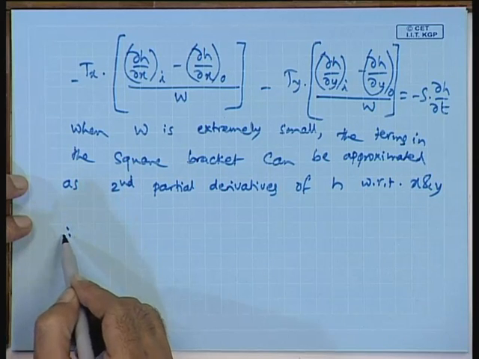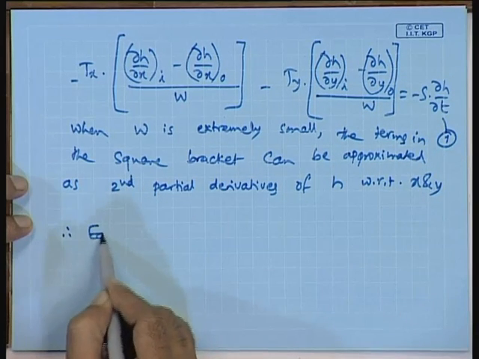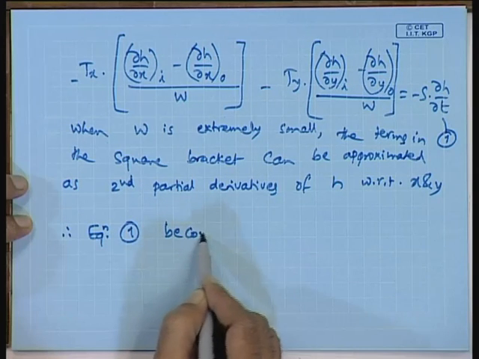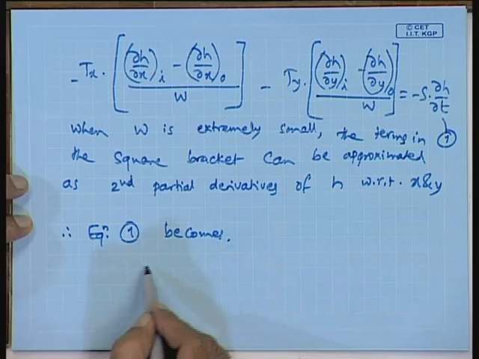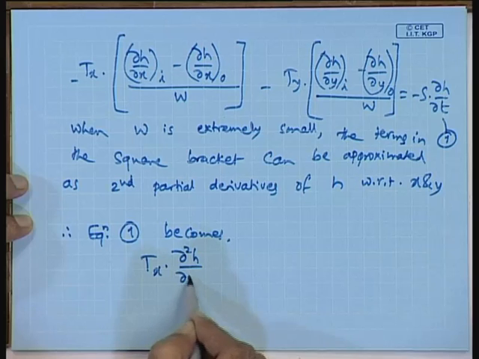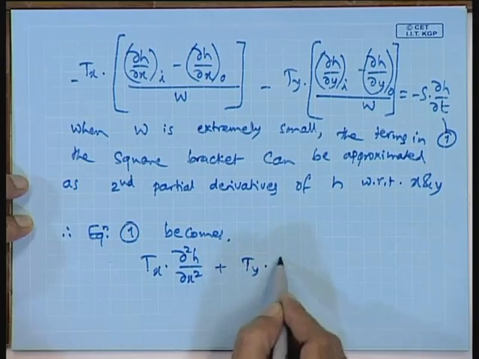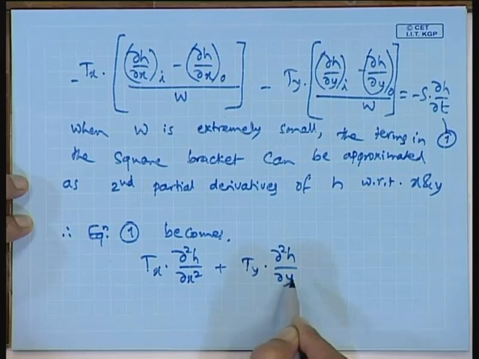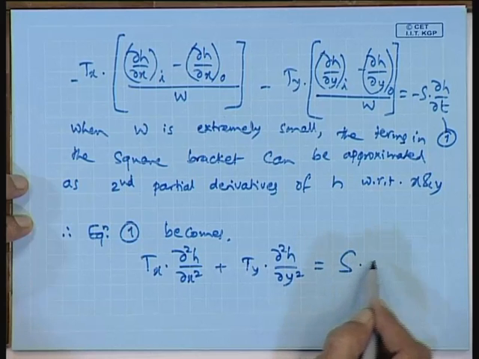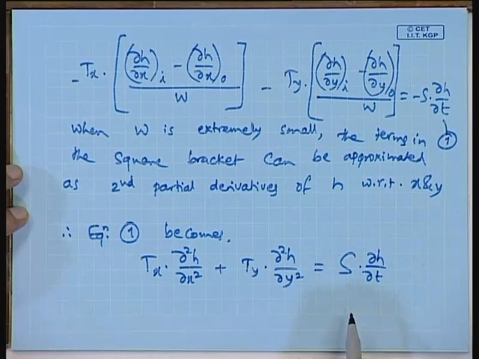So, therefore, suppose if we call this equation 1, this equation 1 becomes Tx into d square h by dx square plus Ty into d square h by dy square. This is equal to the storativity S into dh by dt. Okay.